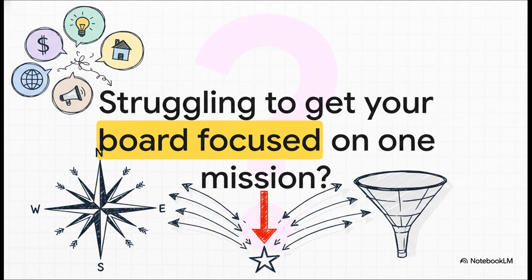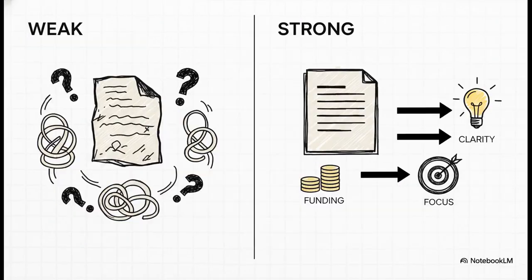Or hey, maybe the problem feels a little closer to home. You're in a board meeting, and it feels like everyone has a slightly different idea of what the organization actually does. Your team is getting pulled in a million directions, and that laser focus you need, it's just not there. Well, a lot of the time, the answer to both those problems is hiding right in front of us. It's a weak program description.